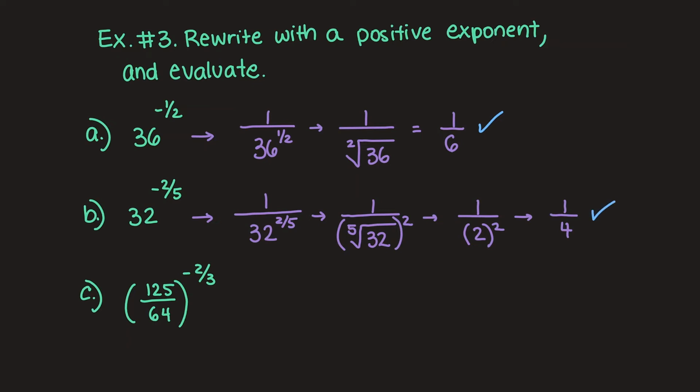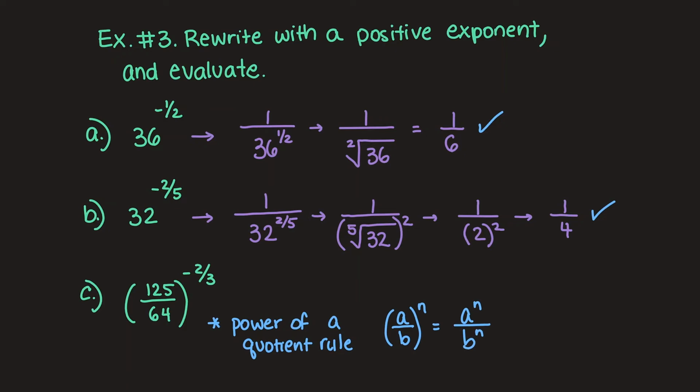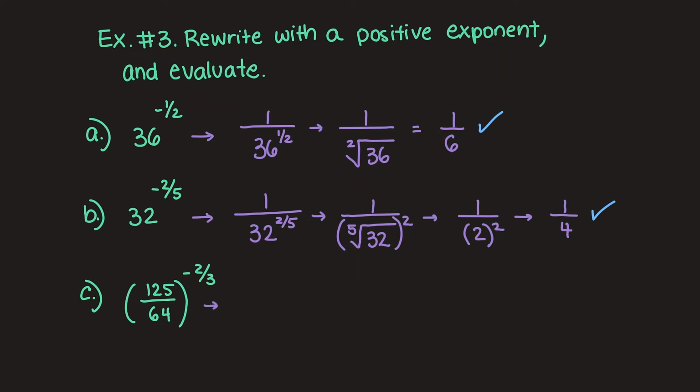to 1 over 4. For the next example, we could use our power of a quotient rule, where we raise the entire numerator and the entire denominator by the exponent. So we have 125 raised to the negative 2/3 over 64 raised to the negative 2/3. And now we can use our negative exponent rule. 125 will flip to the denominator, and 64 will flip to the numerator, and then we make the exponents positive.